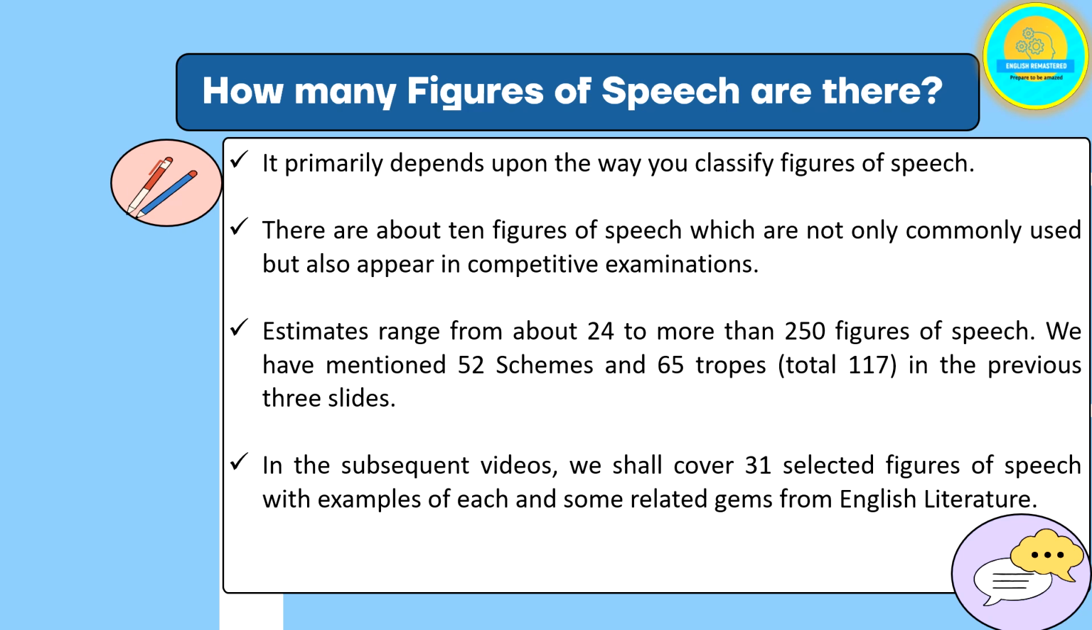So, how many figures of speech are there actually? It primarily depends upon the way you classify figures of speech. There are about 10 figures of speech which are not only commonly used but also appear in competitive examinations. Estimates range from about 24 to more than 250 figures of speech. We have mentioned 52 schemes and 65 tropes, total 117 in the previous three slides. In the subsequent videos, we shall cover 31 selected figures of speech with examples of each and some related gems from English literature.